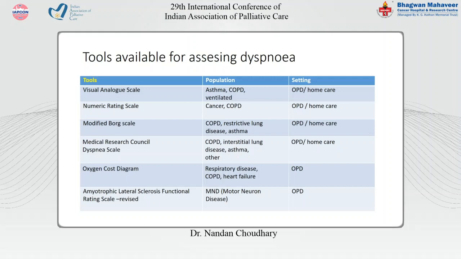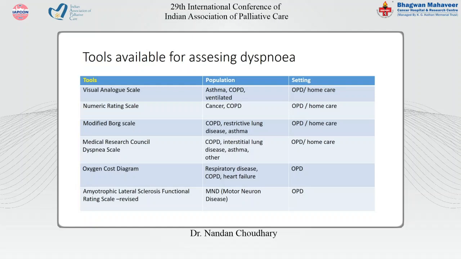So we need a tool to measure the severity of dyspnea in order to identify which treatment will be best for the patient. That's why we need a tool for the treatment of dyspnea. There are various tools. I have searched the literature for various tools, and I have chosen a few tools which can be used in an OPD or home care setting, and a few tools which can be used for IPD or research purposes.